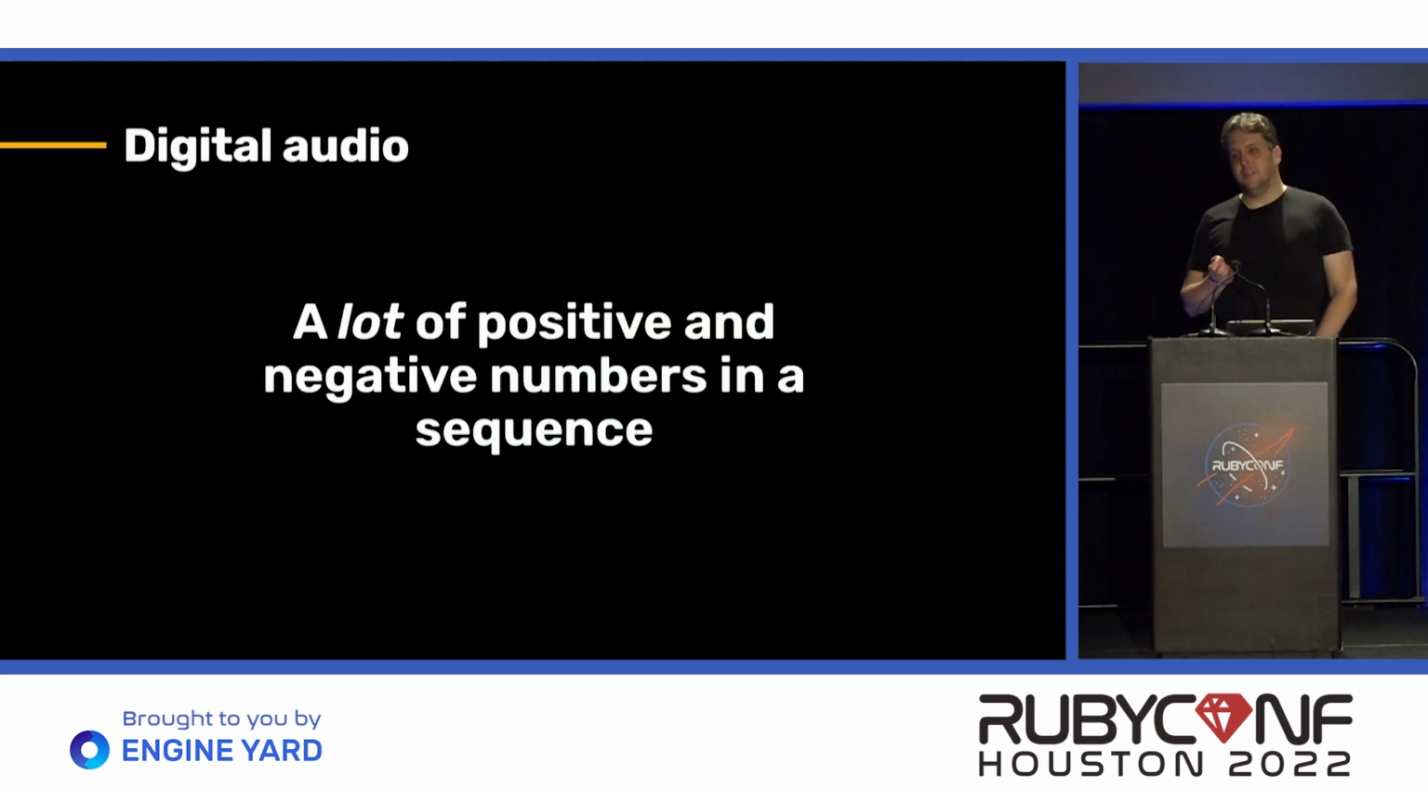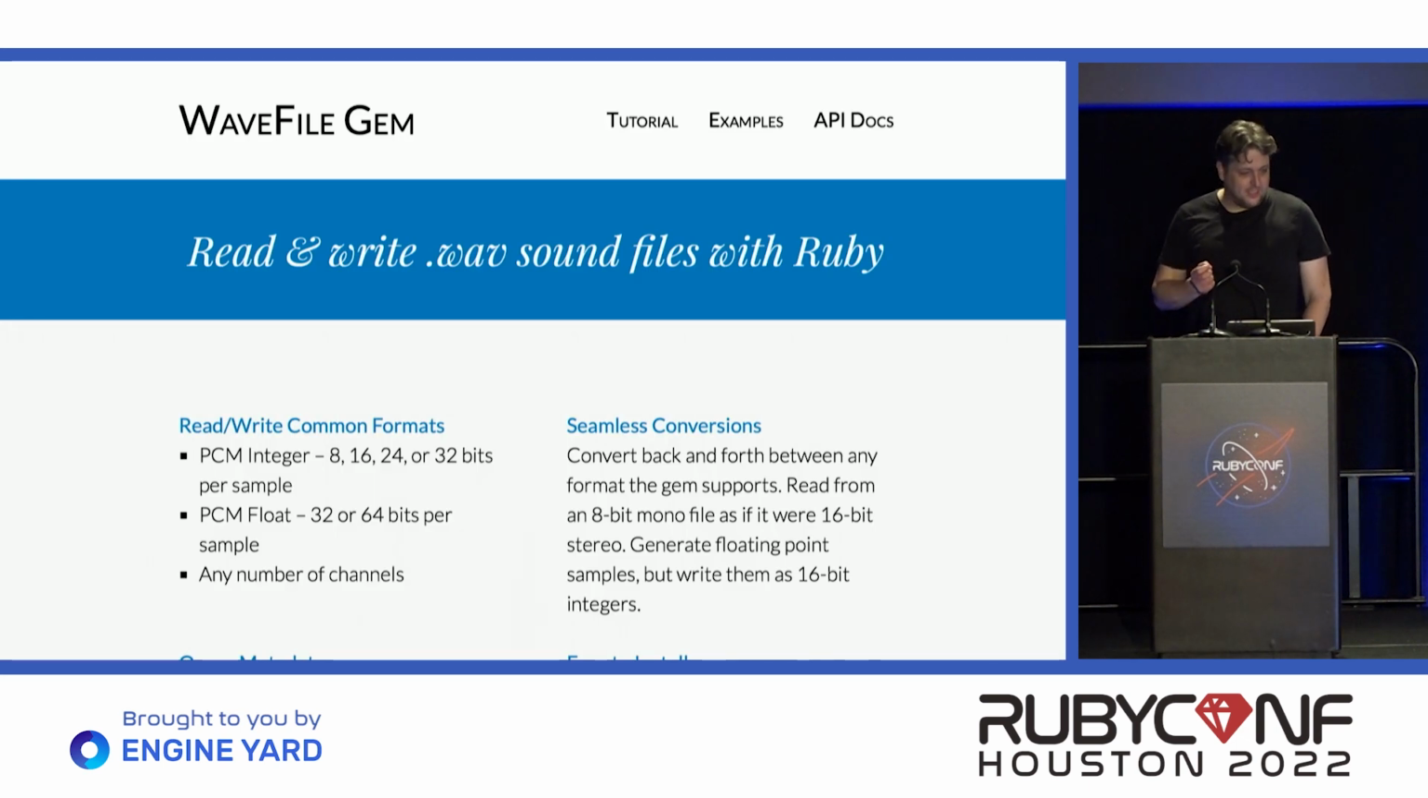So digital audio is a whole bunch of numbers in a row, in a sequence, that form those waveforms and allow us to play them back. So we've got a bunch of tools and ways in Ruby of doing something with audio. I picked this gem for this presentation.